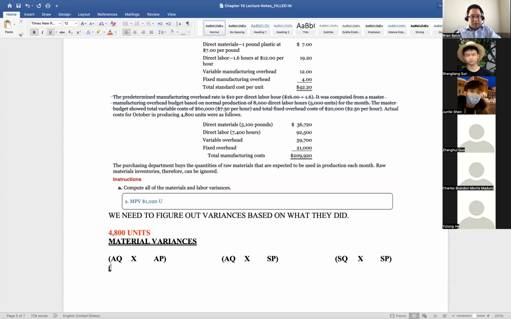Okay, so we're doing this for materials. How many pounds did they actually use? It says actual costs were as follows. The top part is standard, the bottom part is actual. We're doing materials. It says here 5,100 pounds, right? It says actual costs in producing 4,800 units were as follows. I actually used 5,100 pounds. That's actual quantity, right? How much did you pay per pound?